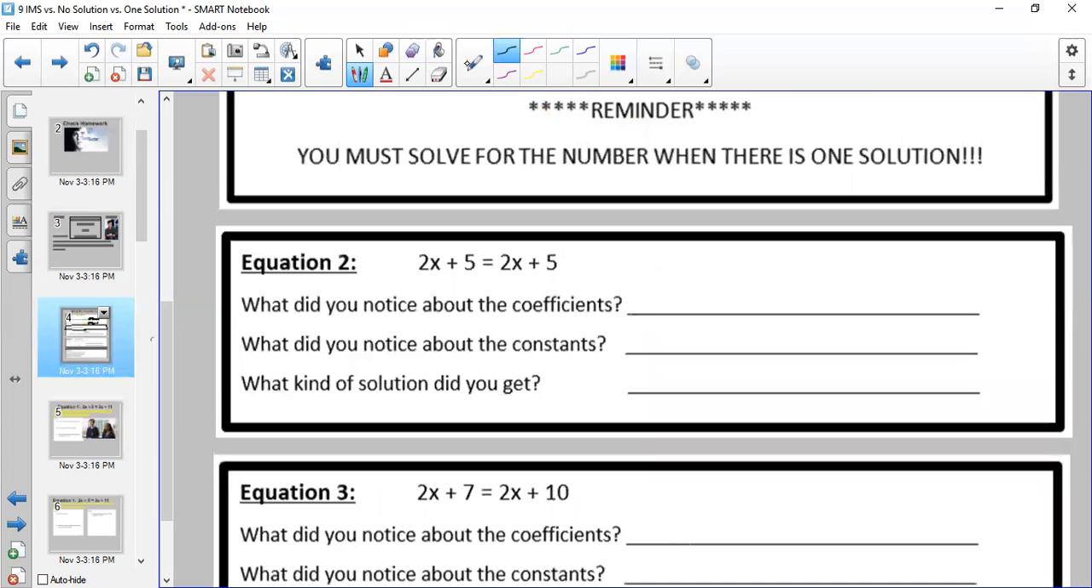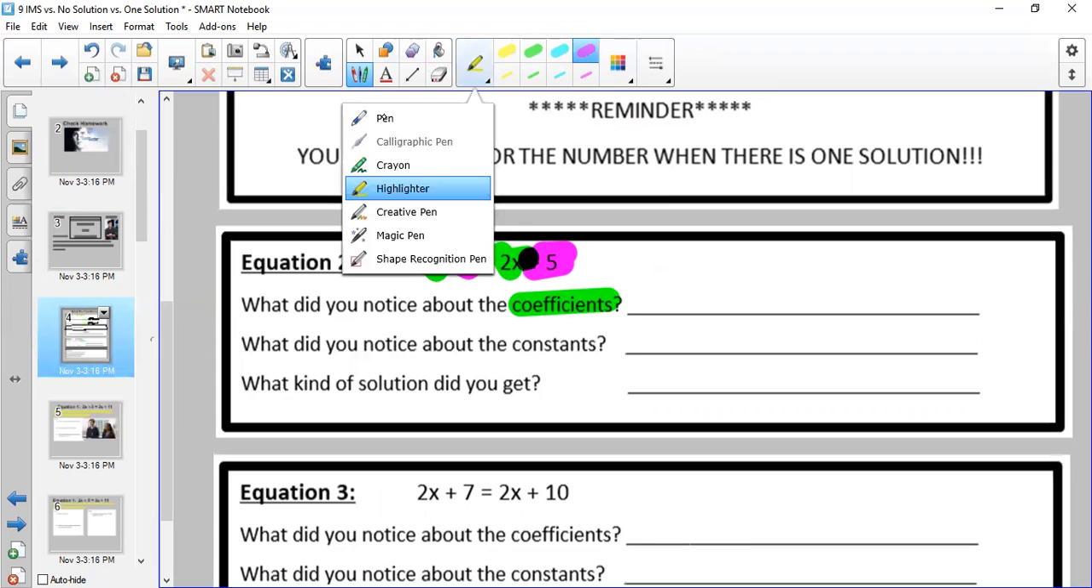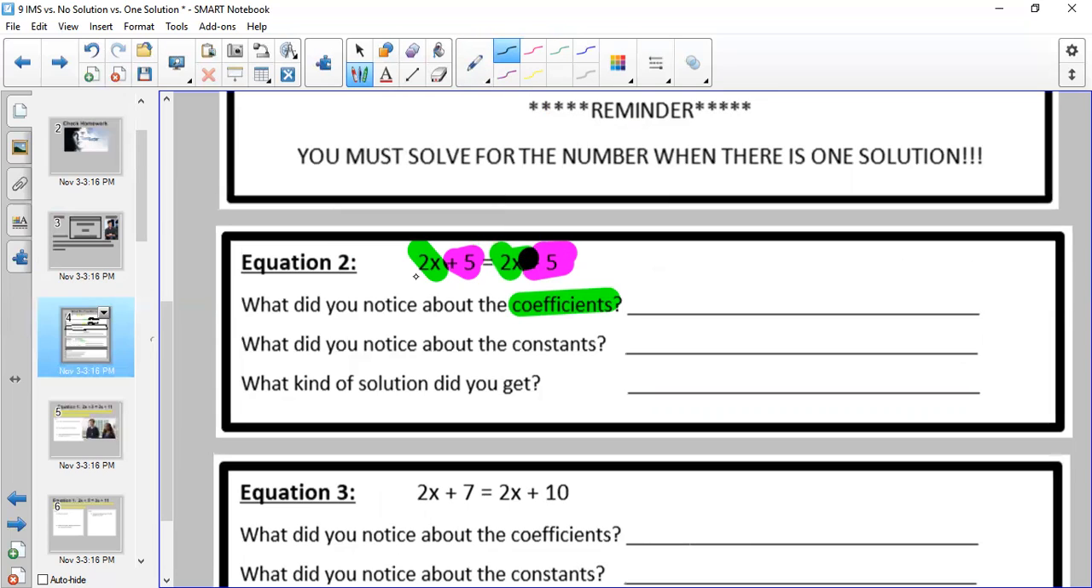All right, so again, I'm going to get my highlighter. I'm going to highlight my coefficients one color. So again, coefficients are the numbers in front of the variables. And then I'm going to highlight my constants separately. So we've got a +5 and a +5. And I'm going to state what I notice. All right, so the coefficients, they were both 2x's. I noticed that they were the same. And the constants, the +5 and the +5, they were also the same.